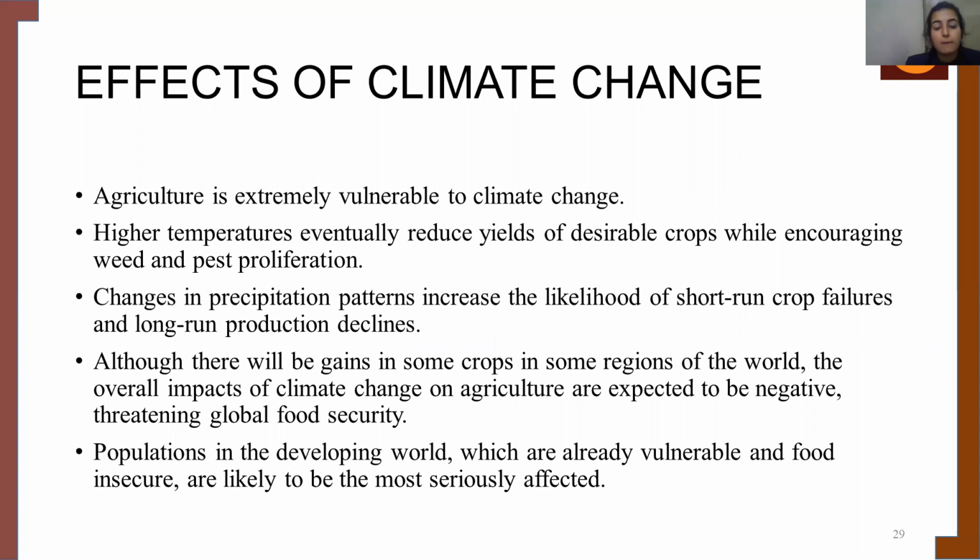Although there will be gains in some crops in some regions of the world, the overall impact of climate change is drastic for the agriculture sector. Populations in the developing world, which are already vulnerable and food insecure, are likely to be the most seriously affected.